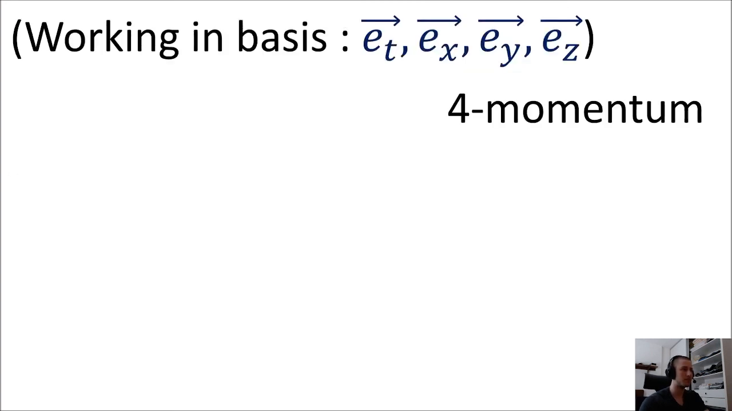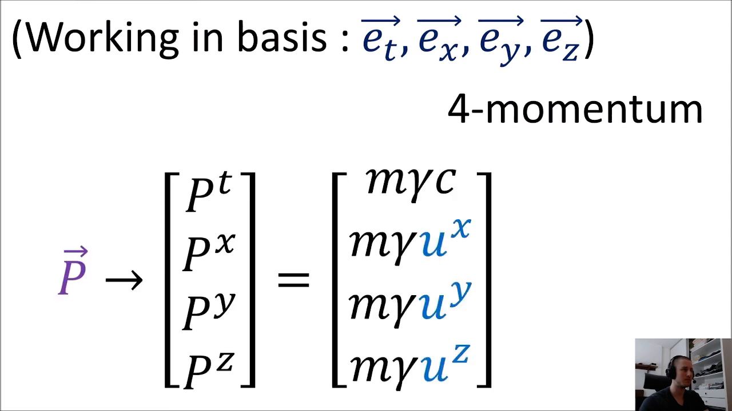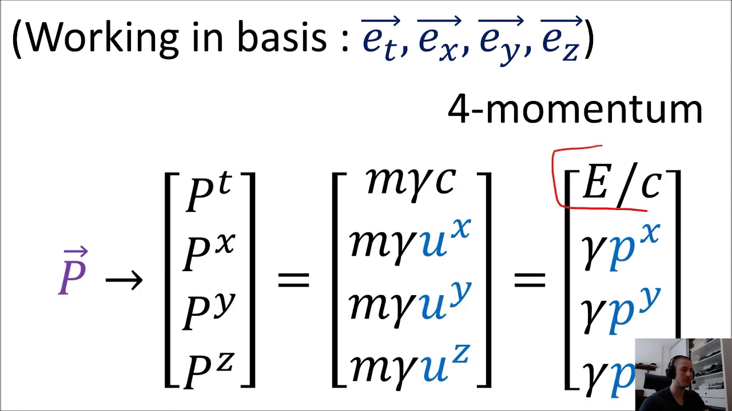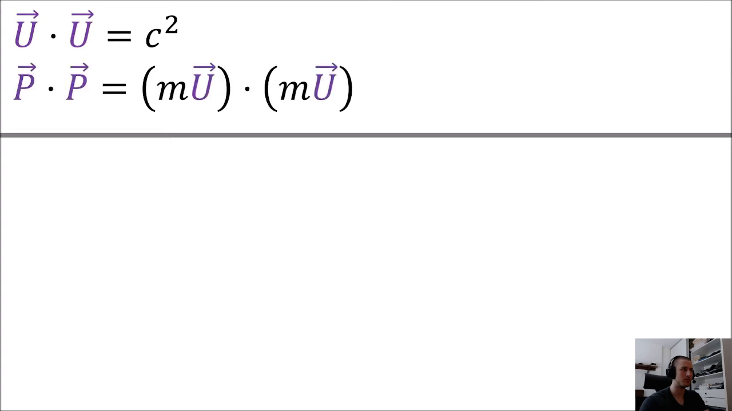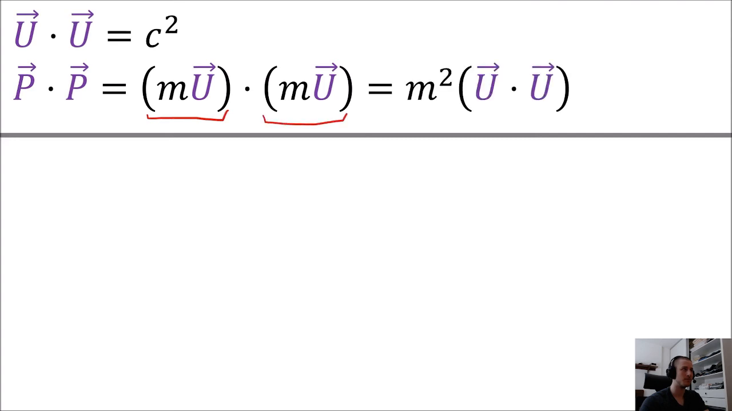So we now know the formulas for the 4 components of the 4-momentum vector. The time component equals energy divided by the speed of light, and the space components equal the Newtonian 3-momentum, mass times velocity, times the gamma factor. Also, since we know that the 4-velocity dotted with itself gives c squared, it isn't hard to calculate the 4-momentum dotted with itself. We just get m big U dotted with m big U, which is m squared times big U dot big U, which is m squared c squared.